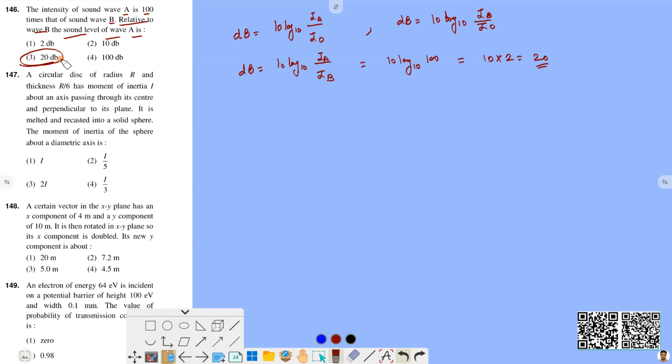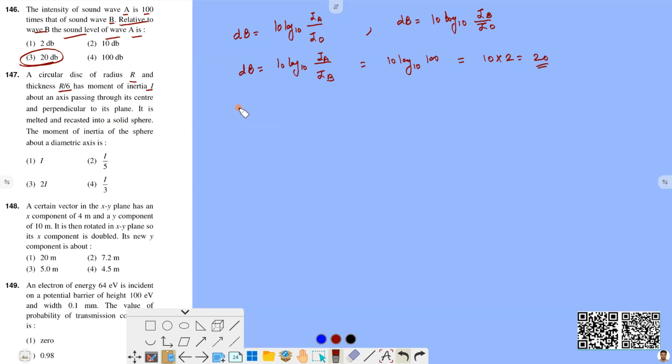Now let us move to the next one, 147. A circular disk of radius r and thickness r by 6 has a moment of inertia I about an axis passing through the center and perpendicular to the plane. It is melted and recast into a solid sphere. The moment of inertia of the sphere about its diametrical axis.